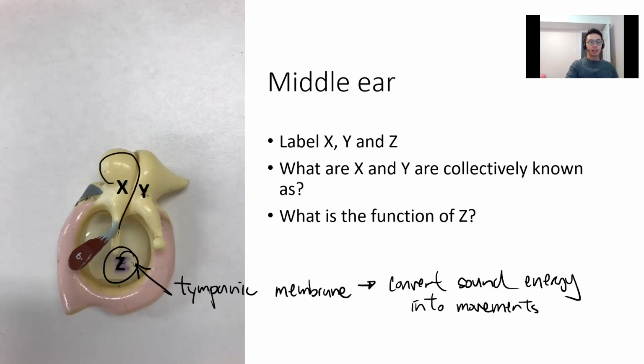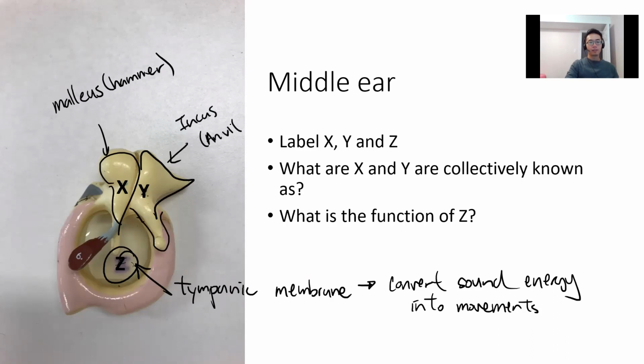X, which looks like a hammer, is the hammer or the malleus. Y, the one with the pointy thing, is the incus or the anvil. And then there is also the stapes, but I think it broke off the model at school, so I wasn't able to take a picture of it.